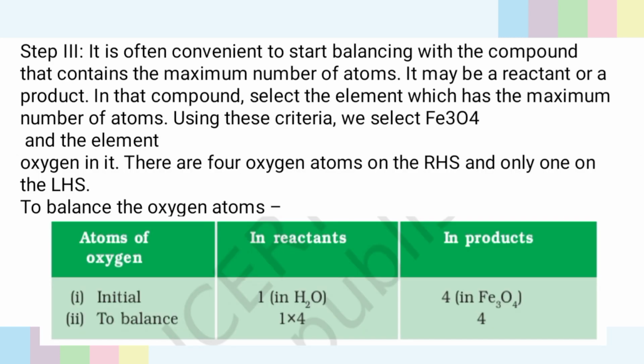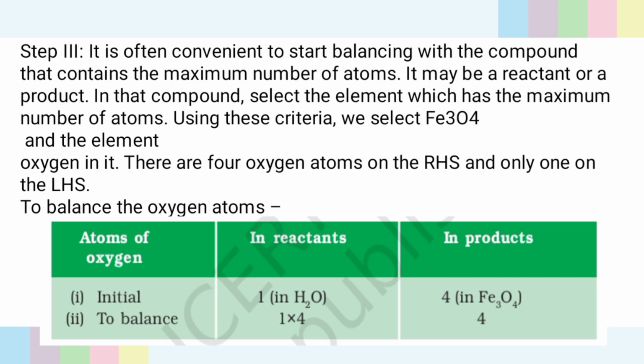So let us see what we have to do for balancing it. Let us come to the third step. It is often convenient to start balancing with the compound that contains the maximum number of atoms. It may be a reactant or the product. In that compound, select the element which has the maximum number of atoms. Using this criterion, we select Fe3O4 and the element oxygen in it.